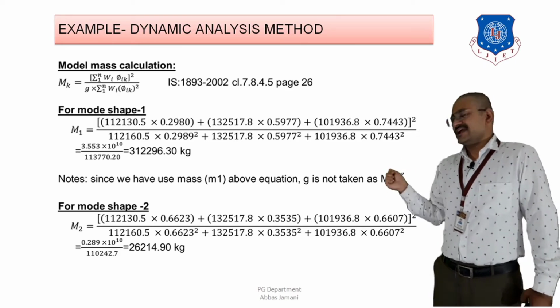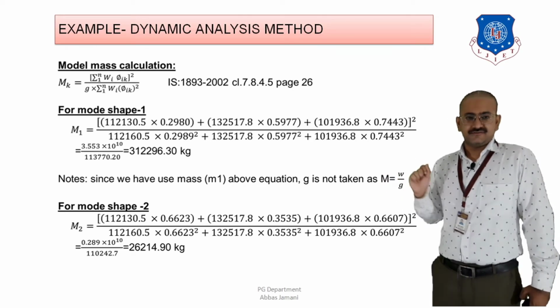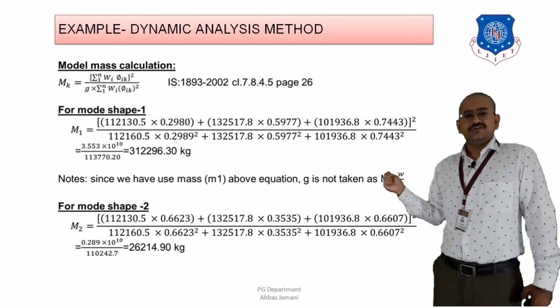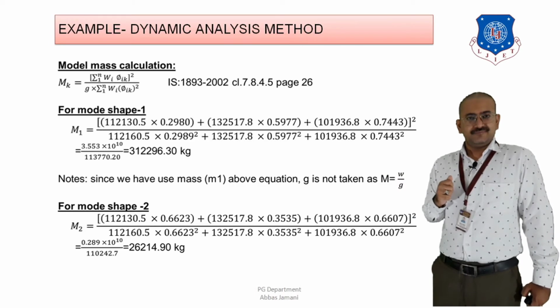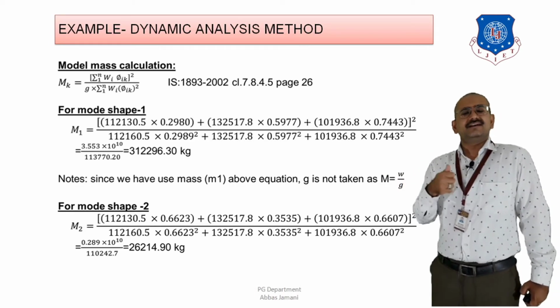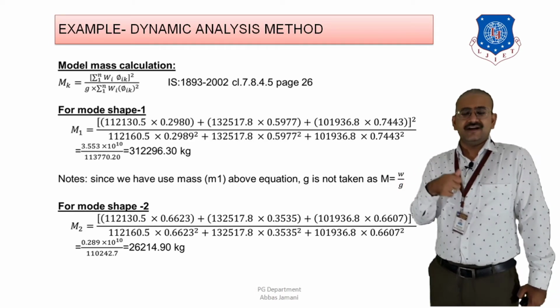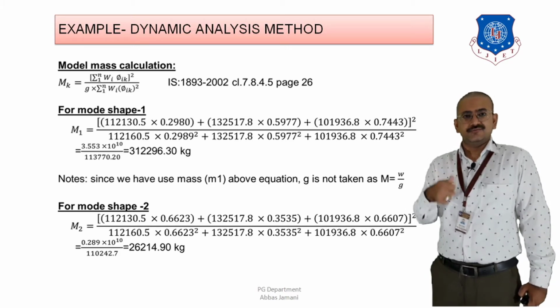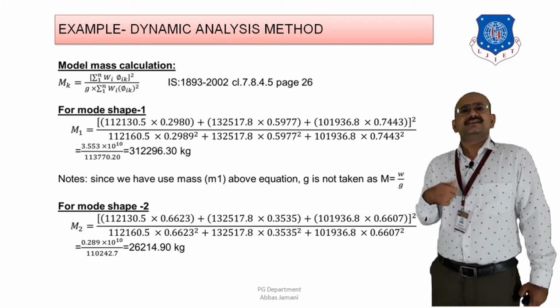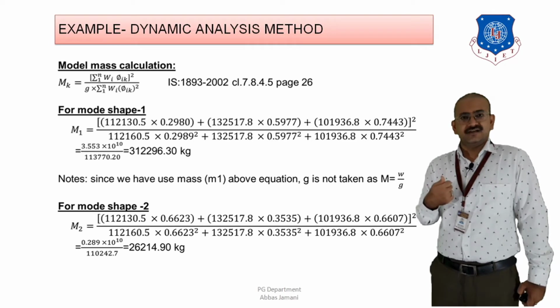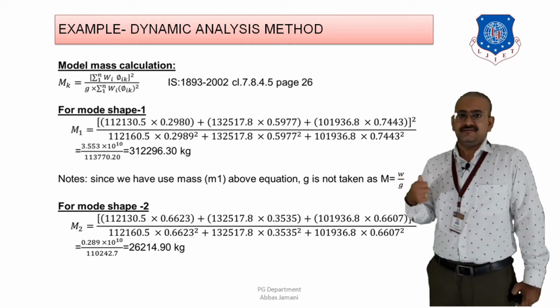That is Wi into phi ik the whole square, right? So if I substitute these values that are there with me, then I can say that Wi is going to be the seismic weight at each floor level, that is W1, W2 and W3. Then phi ik is going to be the mode shape coefficient at floor i corresponding to mode k, that is phi ik, right?